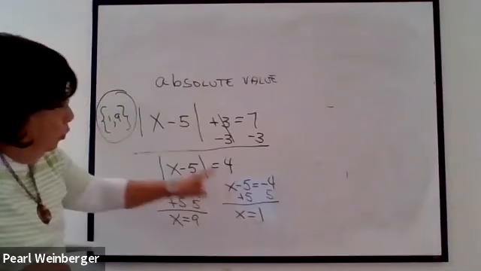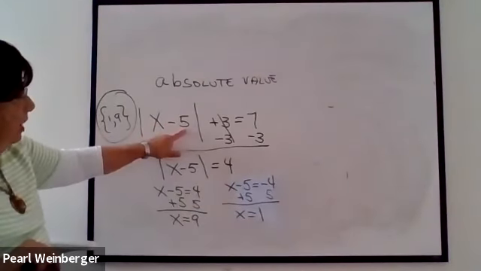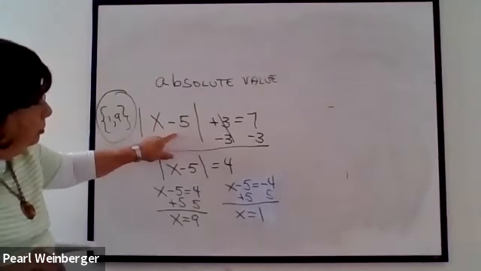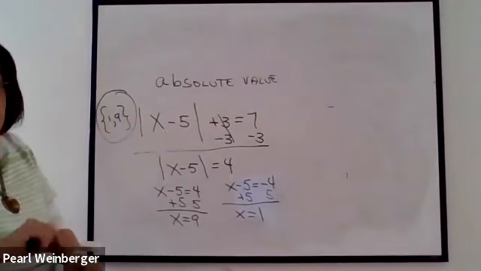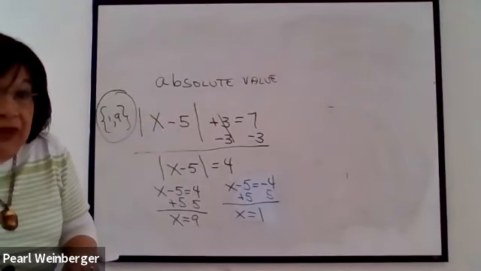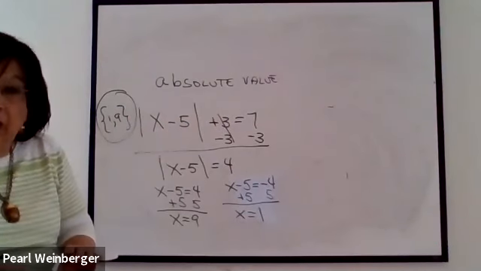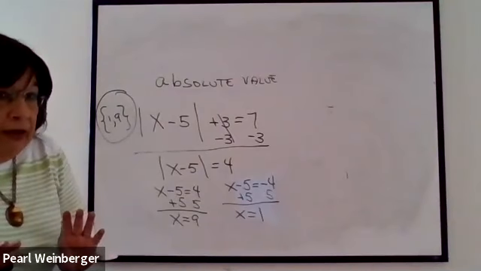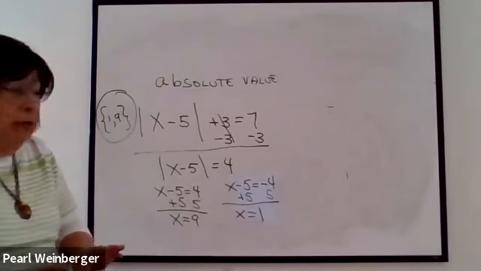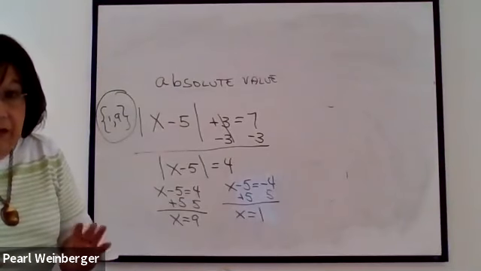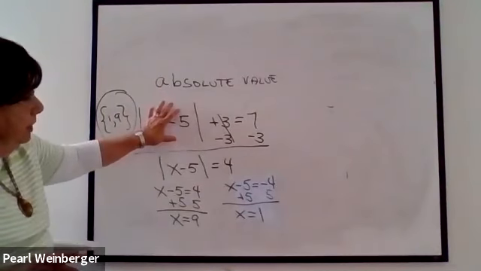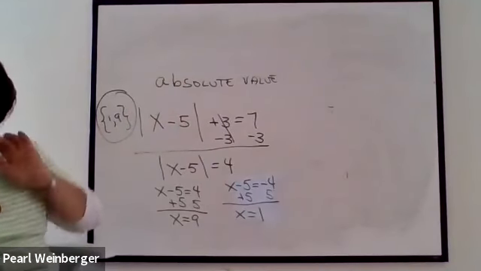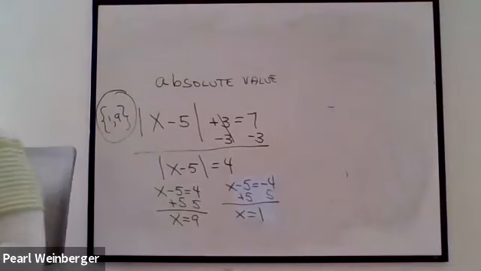And when x is 1, then this is 1 minus 5, which is -4, but the absolute value of -4 is also 4. And again, this 4 plus 3 gives you 7. So both answers work. And that's how we solve an absolute value equation. We simplify it so we have the absolute value by itself, and then we break it up into two equations. Okay, I'm going to give you one to try on your own.